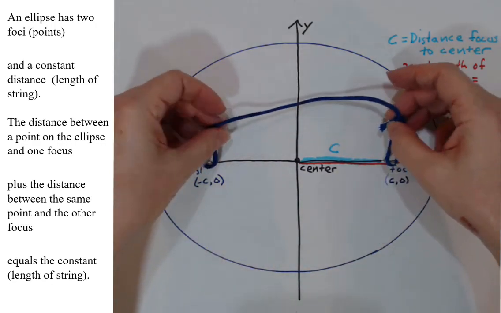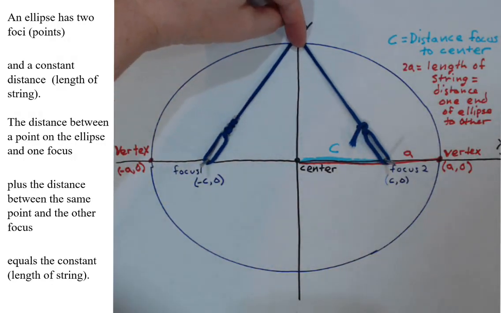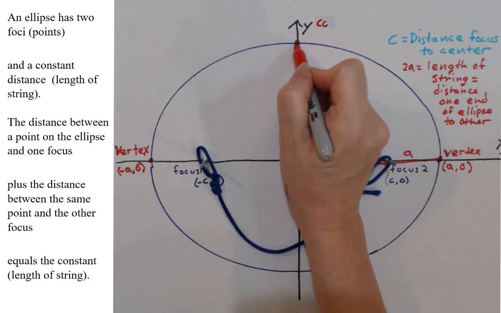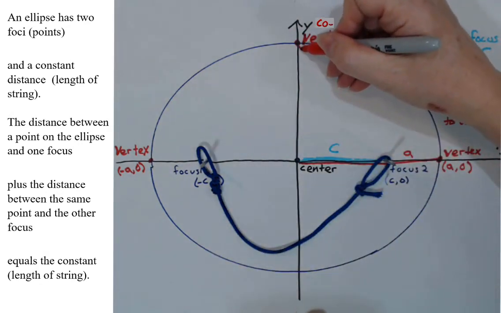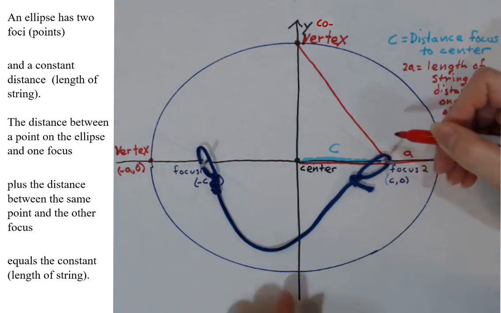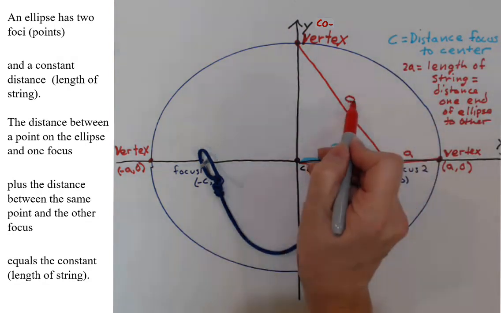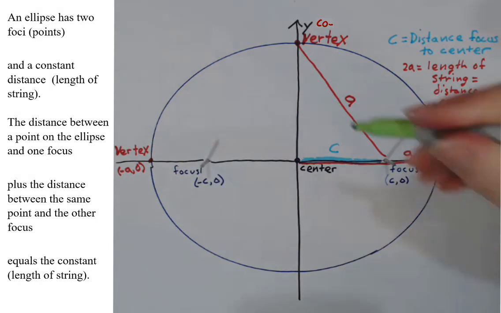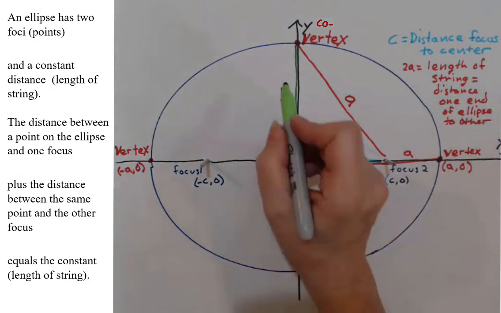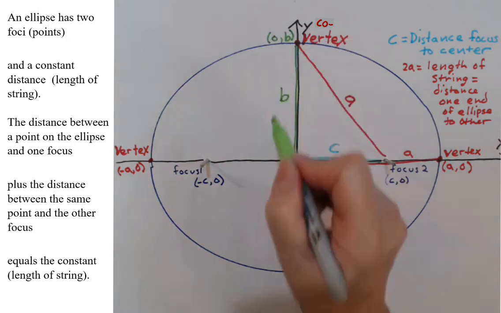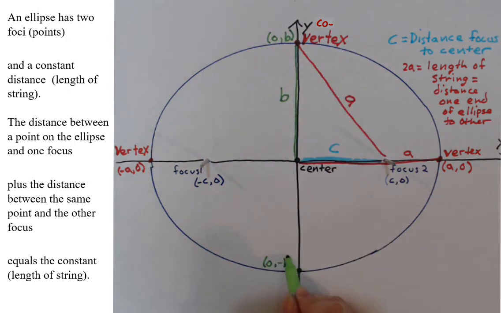Next, we pull the string to the top of the ellipse, directly above the center. This point is called a co-vertex of the ellipse. Since half of the string is on each side of this co-vertex, the distance between the co-vertex and one focus is half the length of the string, so it is a. The distance between the center and a co-vertex is called b. This means the coordinates of this co-vertex are (0, b), and the coordinates of the corresponding point at the bottom of the ellipse are (0, negative b).